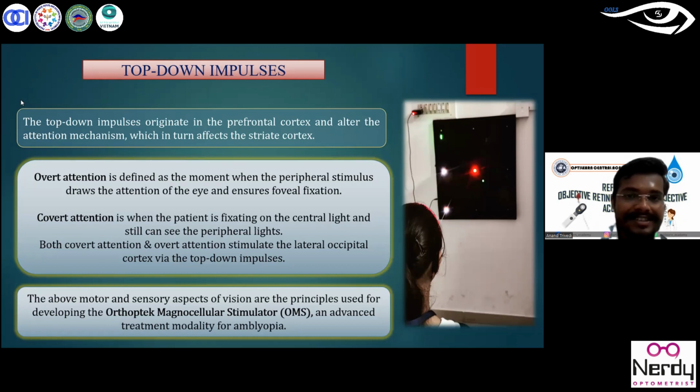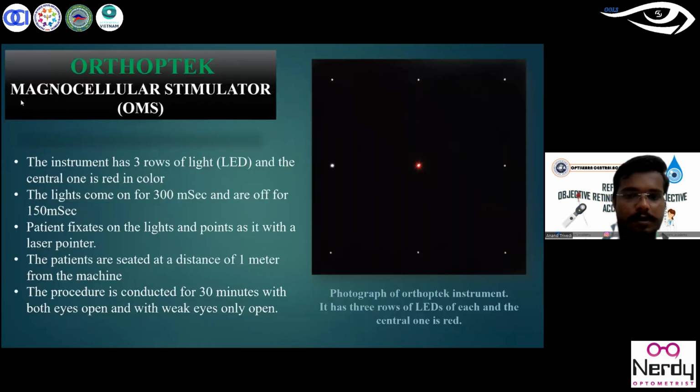And this technique follows a top-down approach, which means that when we perform the exercise, multiple areas in the brain are stimulated, which in turn will develop the vision centers in the brain. Okay, so we will be talking about the orthoptic magnocellular stimulator (OMS).